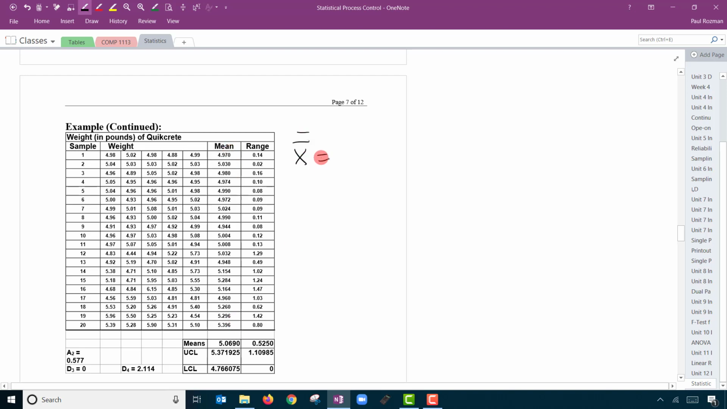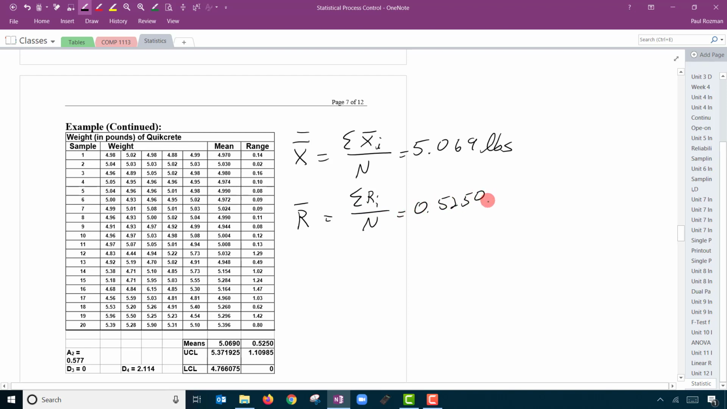X bar is your sum of your individual means divided by however many means you had. And in this case, that's 5.069 pounds. And R bar is just the sum of your individual ranges divided by however many you have. And in this case, that's the 0.5250 right here. So I just added this column up and divided it by 20.